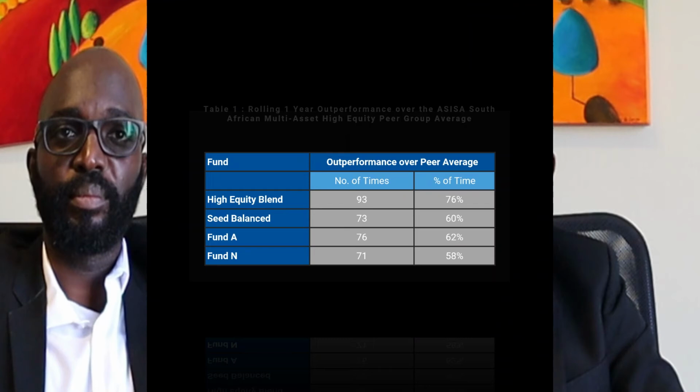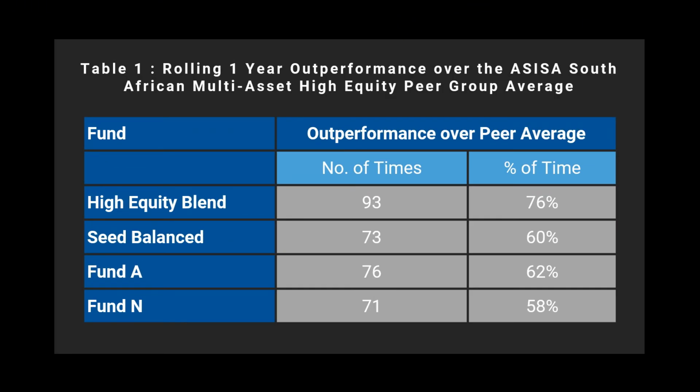Within the South African multi-asset categories, we recommend blending funds for good risk-adjusted returns. We use a quantitative optimization approach to select the funds that we can blend together to deliver this consistent return profile. Funds go through performance cycles, out or underperforming at different times. The blends help to deliver that consistent performance over time. If we look at Table 1, which shows the outperformance of the high equity blend over the average of the high equity peer group over an 11-year period.